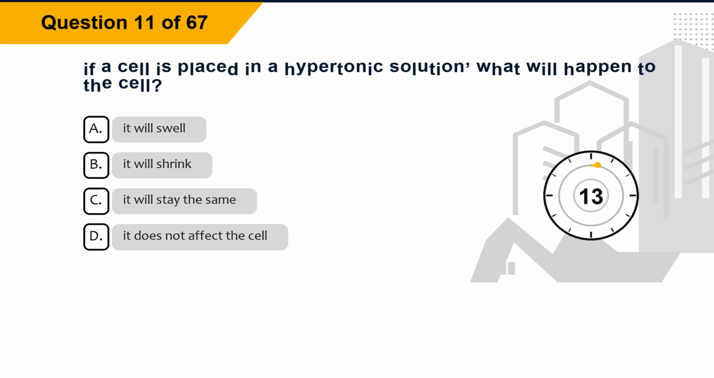Question 11. If a cell is placed in a hypertonic solution, what will happen to the cell? Option A, it will swell.